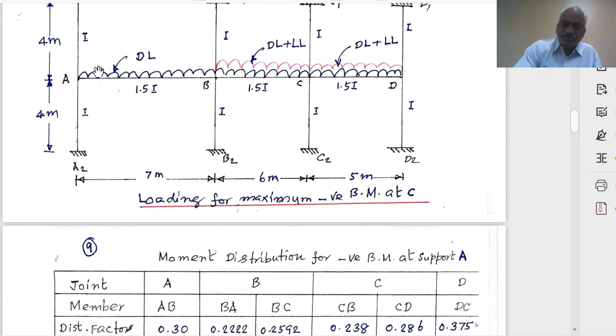and D. Similarly, we have to learn the loading for positive moment at midspan of a beam, negative moment at midspan of a beam, and then moment in columns, etc. For everything, the loading will be different, so that we have to understand. We are discussing those things through problems directly.